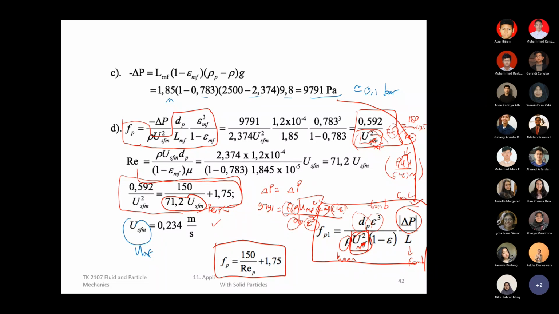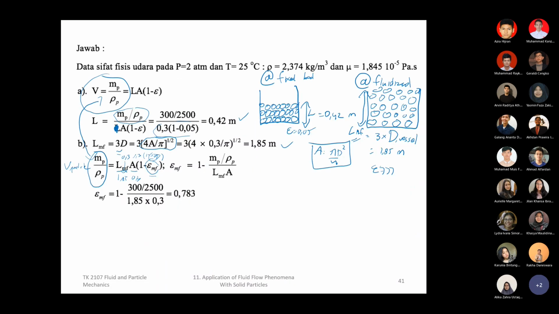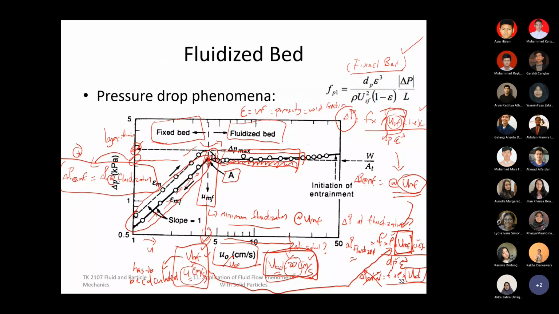That should also give you the delta P. If I go back to this region, that will give you the delta P for all of this region, starting from minimum fluidization up until the very end of the fluidization. Why? Because when you put it to the chart, that will give you the same delta P, even though you keep increasing the velocity.